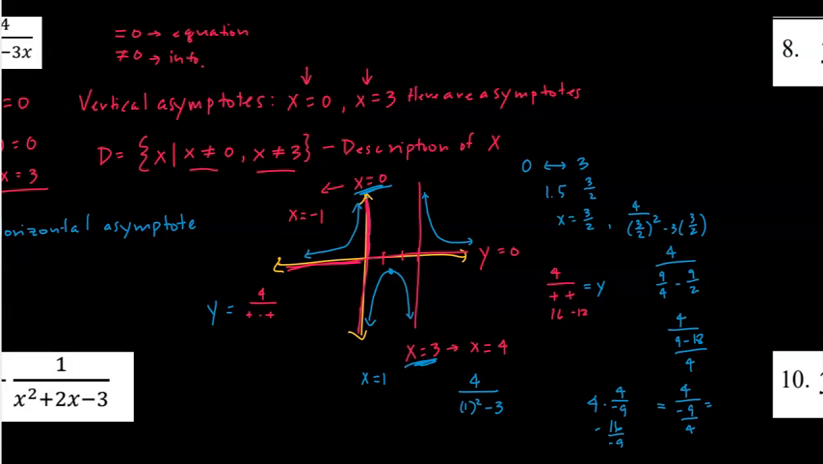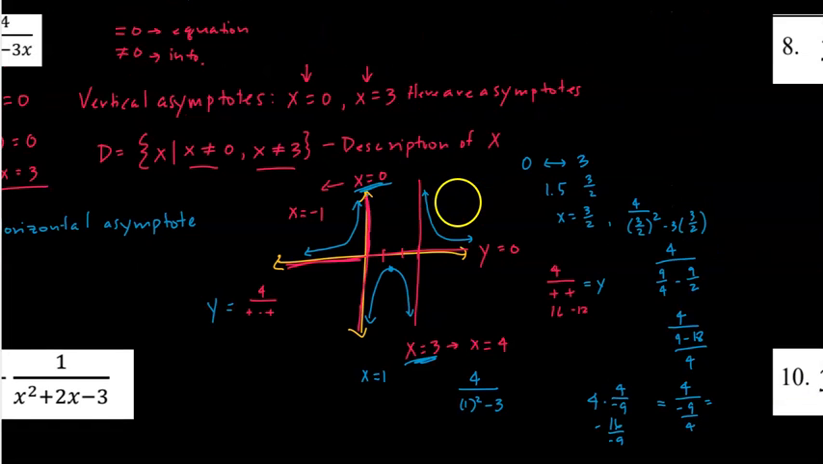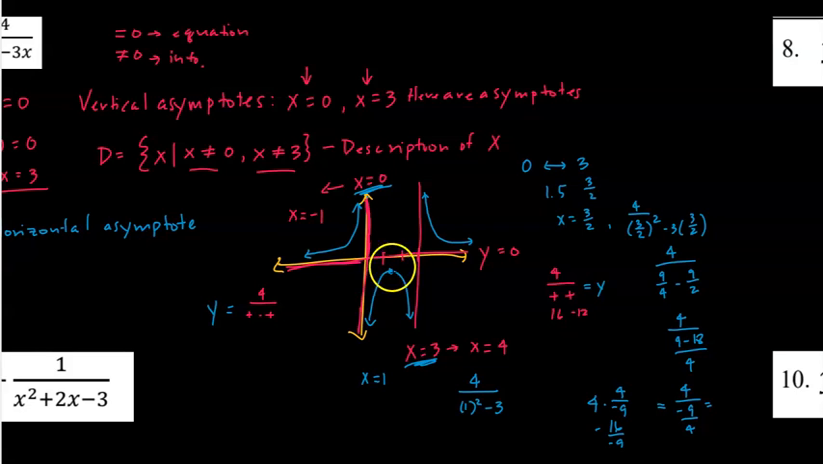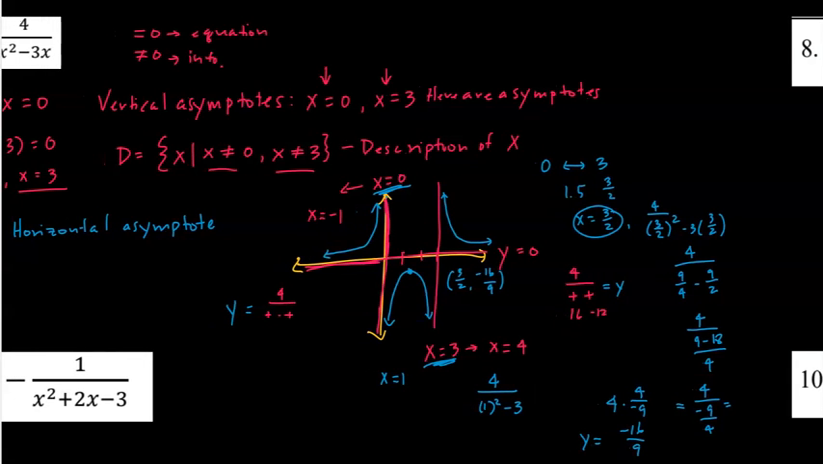So this point right here is going to be negative 16 over 9. Okay, that little point right there is going to have an x value. What did we set as an x value right here? And that's the y value right there. So it's going to be 3 halves and negative 16 over 9. So now we can determine our range.